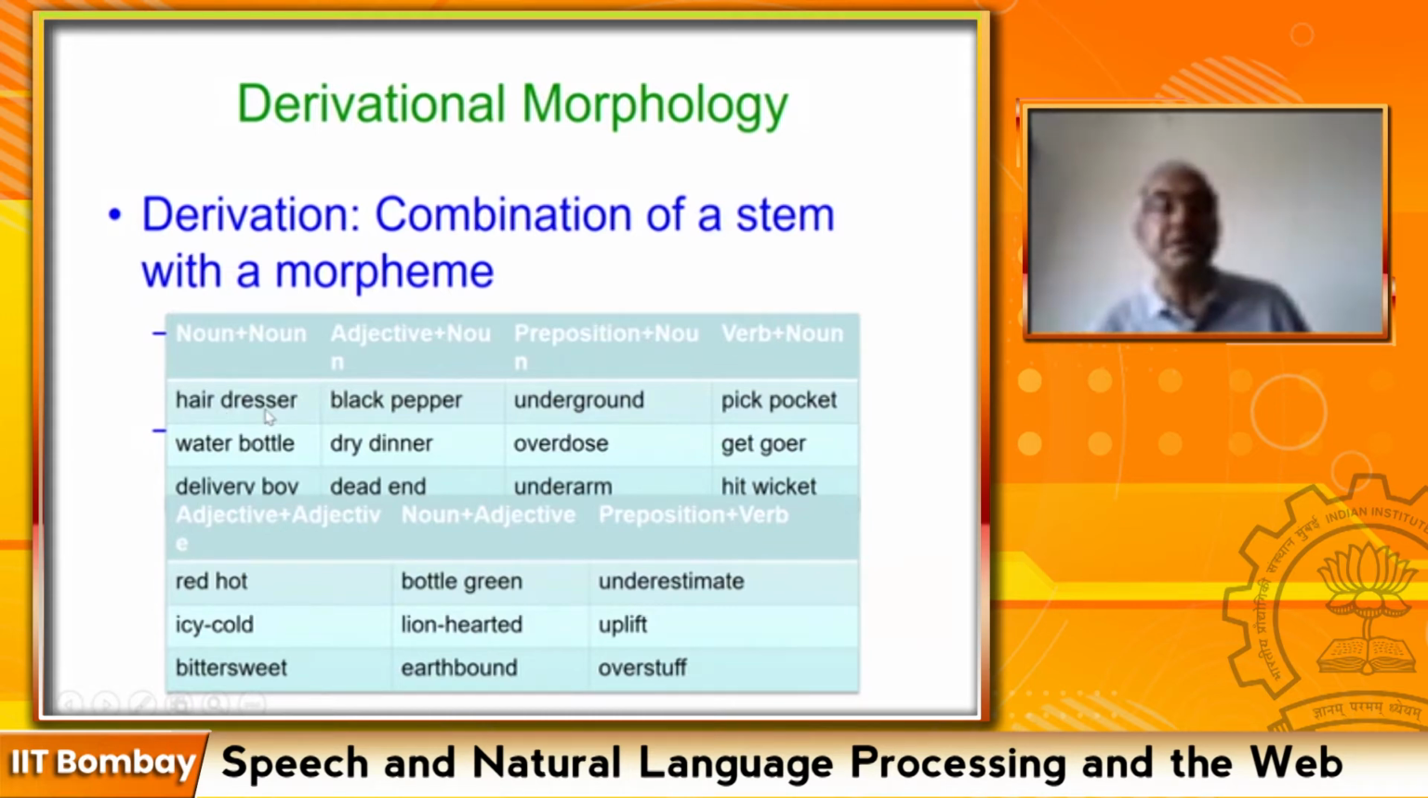Modern languages do this, but more ancient languages do a process called compounding or sandhi. They do sandhi and samas. So hairdresser would be joined together. Many times in English, we also depict compounds by a hyphen between them. For example, underground is joined, but dry dinner is not joined. And different parts of speech also can combine.